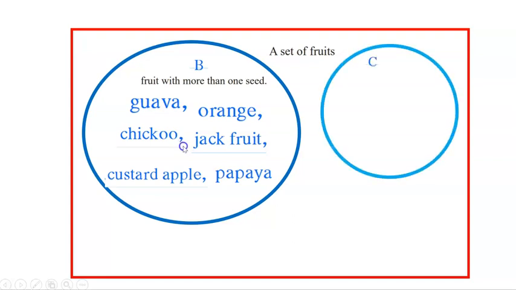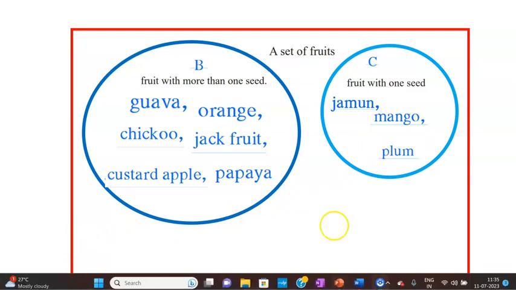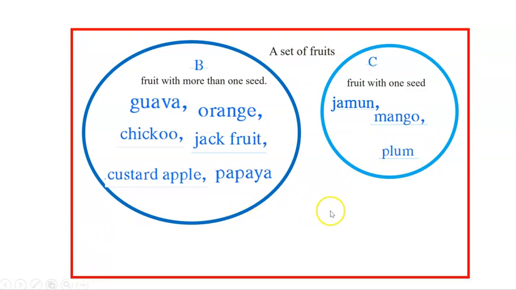And what about the fruits with one seed? Okay, jamun, mango, and plum. Okay, and this is called the आलू बुखारा. या प्रकारे आपल्याला ते दोन्ही सबसेट्स दाखवता येतील. फ्रुट्स विथ मोर दॅन वन सीड अँड द फ्रूट विथ वन सीड. ओके, नाव लेट्स सी some more subsets.